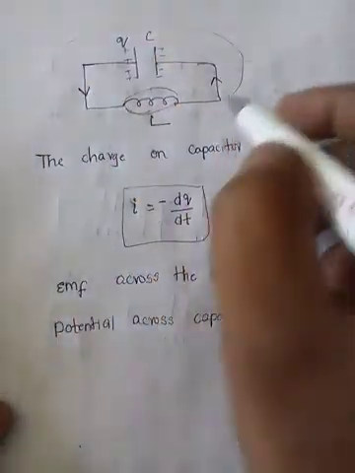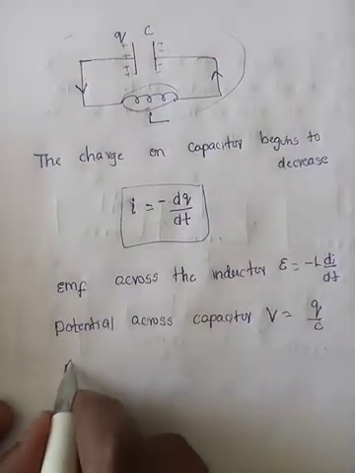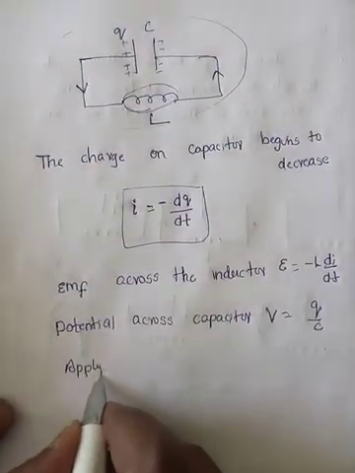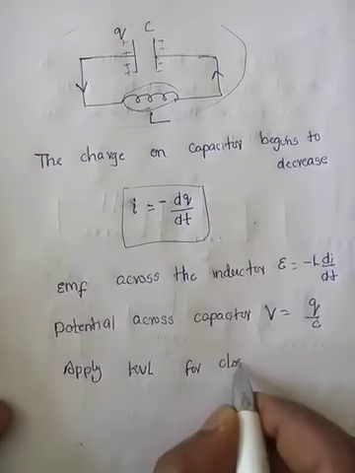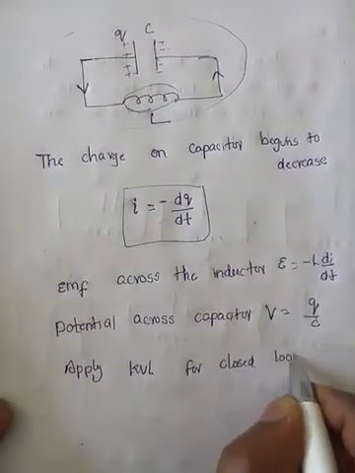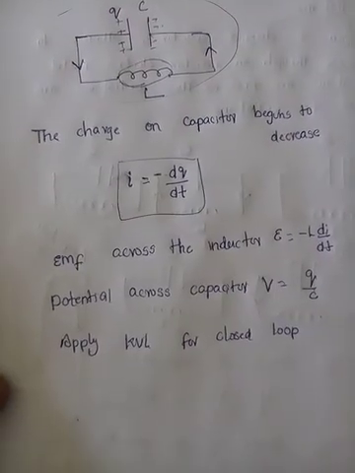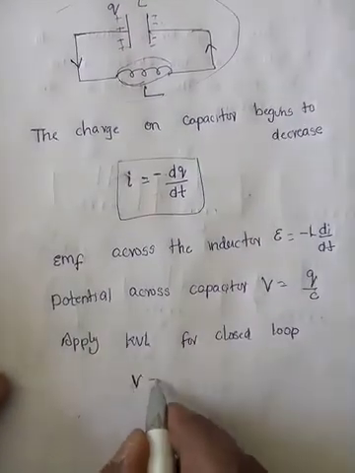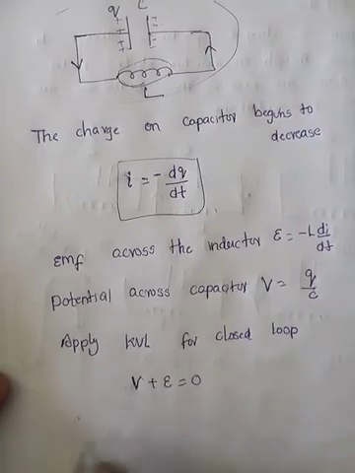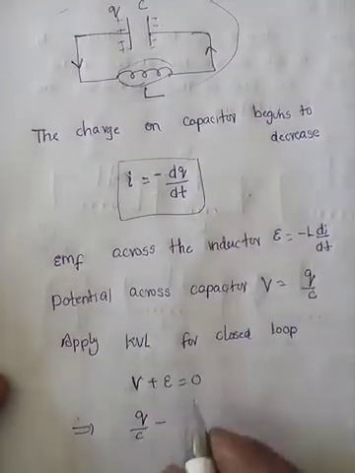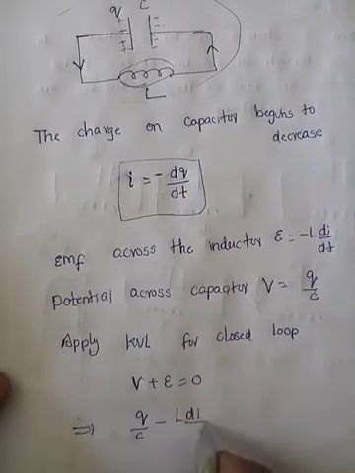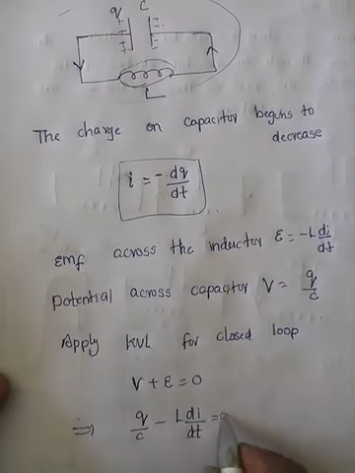So this is a closed loop. We apply Kirchhoff's voltage law for this closed loop. What do you get? V plus E equals 0. What is V? Q by C. What is E? Minus L into di by dt, equals 0.